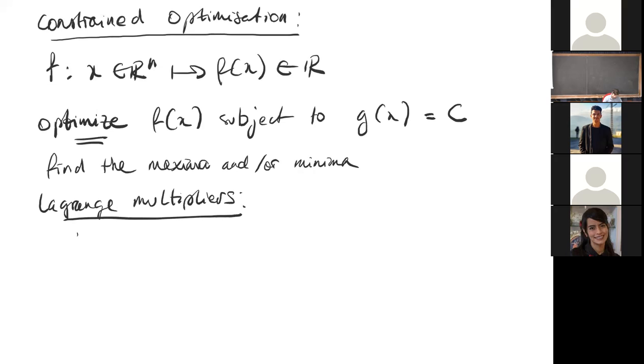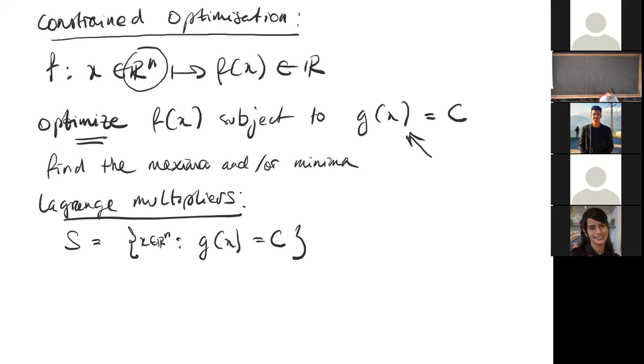Okay, so let me define S, which is a hyperplane, which means a kind of surface that lives in the original space, where the original space is Rn. It is a subspace of Rn, which will be defined by the points such that g of x is equal to c. Essentially, these are the points in Rn that verify the constraint. So we know that whatever the solution to this problem is, it must belong to this surface, to this hyperplane.